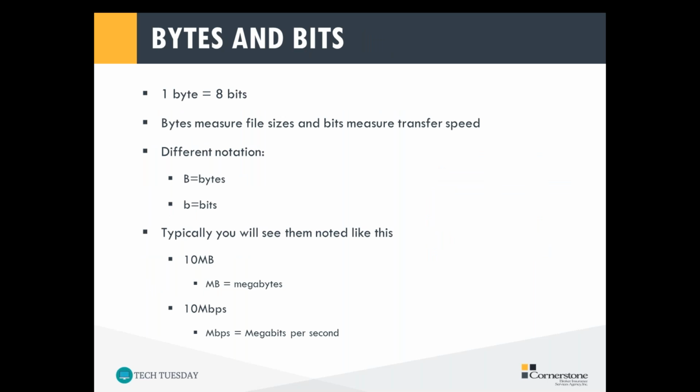So what's the difference between bytes and bits? That's probably not a question you've ever asked yourself, but a byte is equal to 8 bits. And 8 bits are also, by the way, the maximum that can be carried over 1 bandwidth, or 1 little wave of bandwidth. Bytes measure file size, but bits are used to measure transfer speeds.